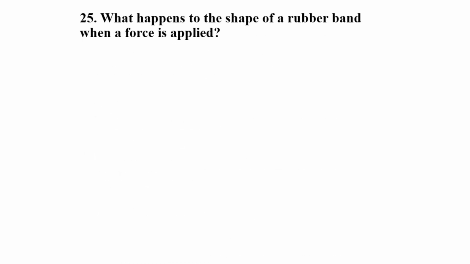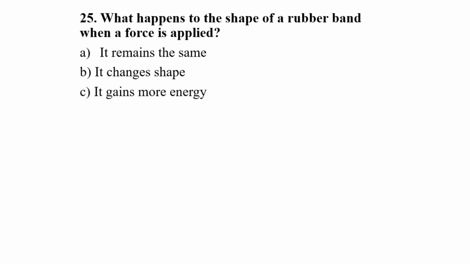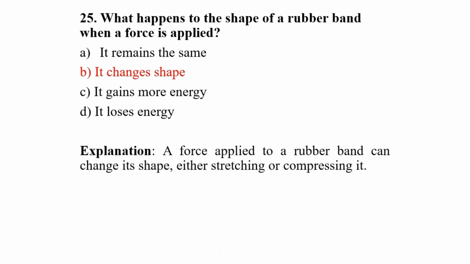Question number 25. What happens to the shape of a rubber band when a force is applied? A. It remains the same. B. It changes shape. C. It gains more energy. D. It loses energy. The answer is it changes shape. A force applied to a rubber band can change its shape, either stretching or compressing it.